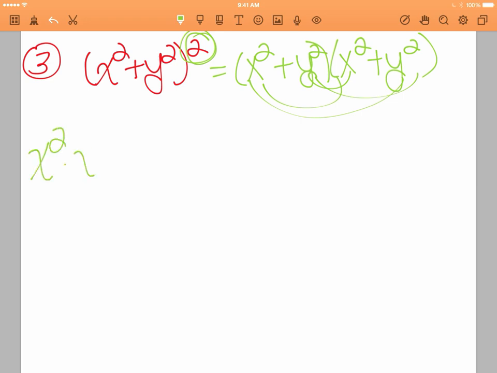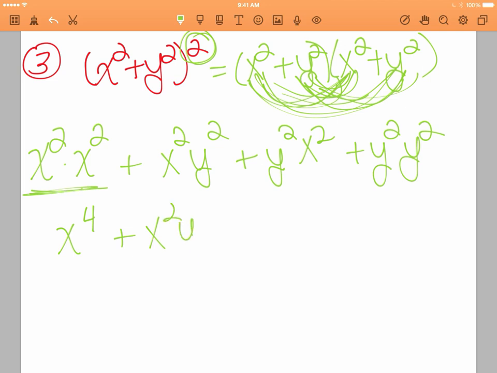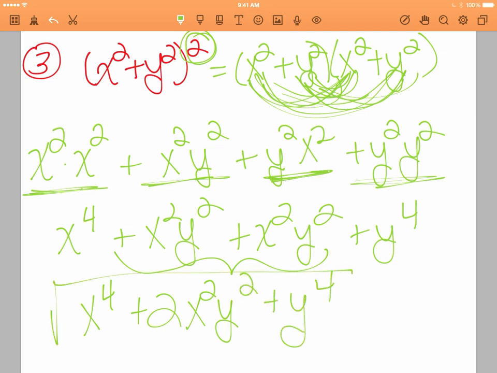So it becomes x squared times x squared. I'm just going to write out each term. So x squared times x squared plus x squared with y squared plus y squared with x squared plus y squared with y squared. X squared and x squared is x to the 4th. X squared y squared can't be combined, but notice that y squared x squared and x squared y squared are the same thing. So I'm going to rewrite that term so it looks the same. And y squared y squared is y to the 4th. These two can be combined, and you get x to the 4th plus 2x squared y squared plus y to the 4th. And that's your answer.